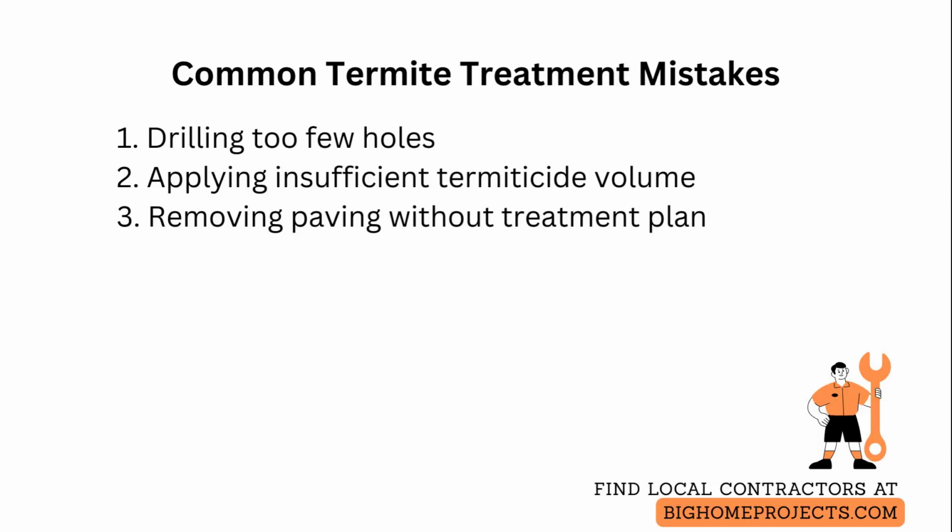Applying termiticide at too low a volume is another frequent issue because it fails to create a continuous treated zone. Measure and apply the labeled gallons or liters per linear foot and allow absorption time before closing holes.